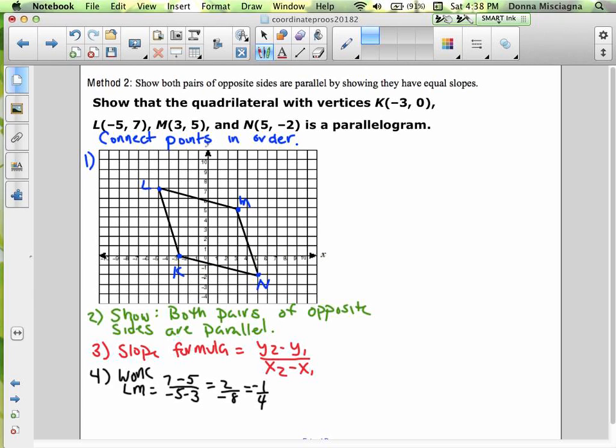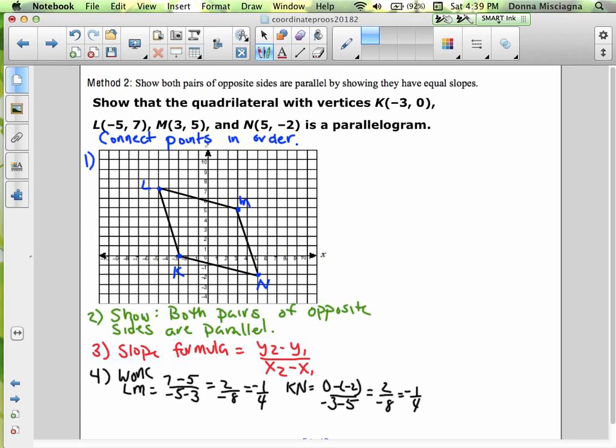Now we want to find the slope of KN. So we have 0 minus a -2, which is the same as +2. And then -3 minus 5. So that's going to be +2 in the numerator and -8 in the denominator, and that reduces to -1/4.